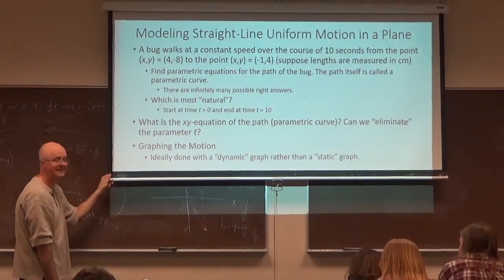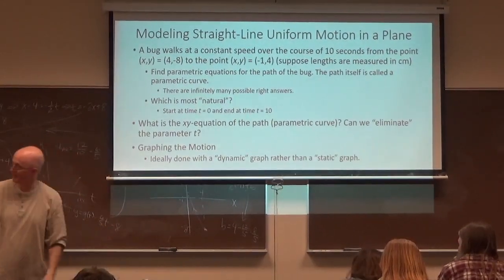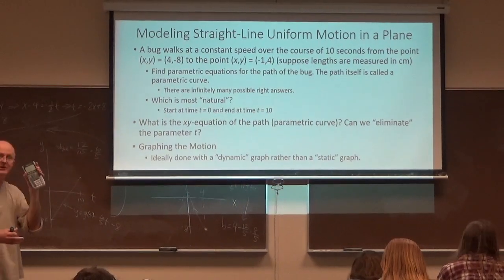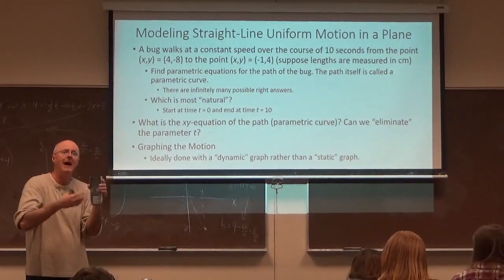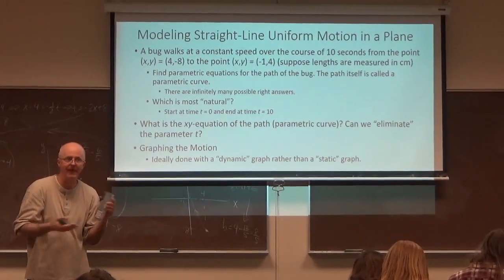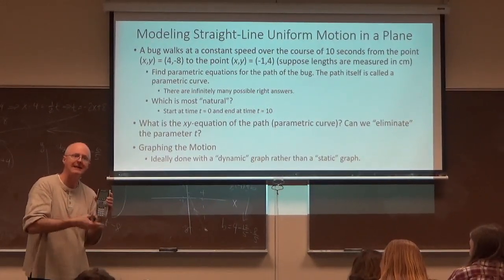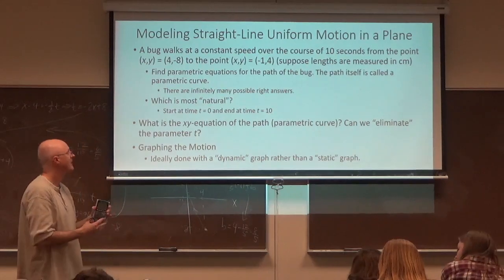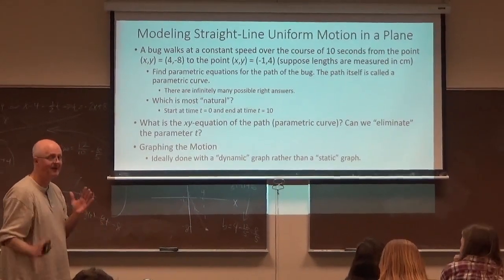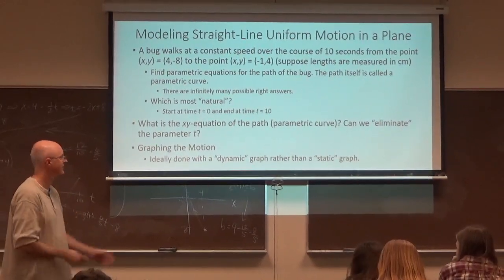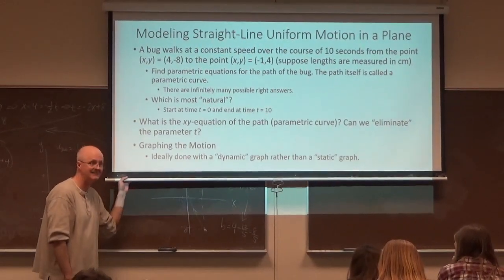Ideally, you want to do it dynamically. Now, your calculator will automatically do that. When you do the parametric mode in your calculator, it'll automatically show you the graph being traced out at the appropriate speed, at least as far as the calculator lets time increase. In Mathematica, we can do it as well with Manipulate. I'm not going to take the time to do that. I don't think I have enough time for that, but for sure we'll look at that on next Monday.